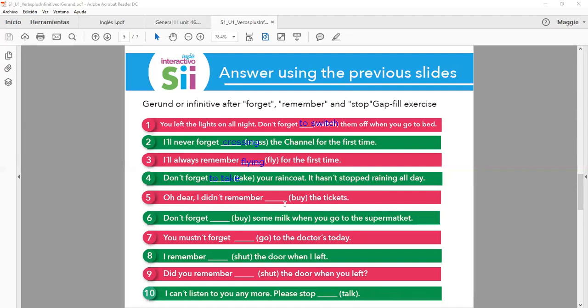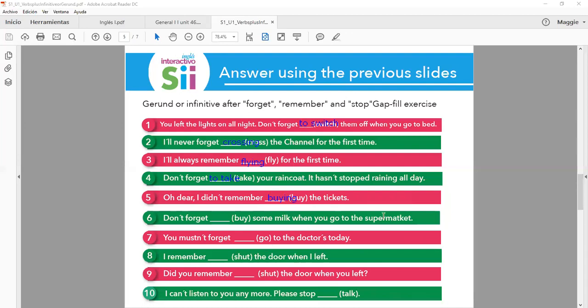Next, number 5. Oh dear, I didn't remember buy or buying the tickets. Didn't. We are talking about the past. So we are going to use the gerund. I didn't remember buying the tickets.